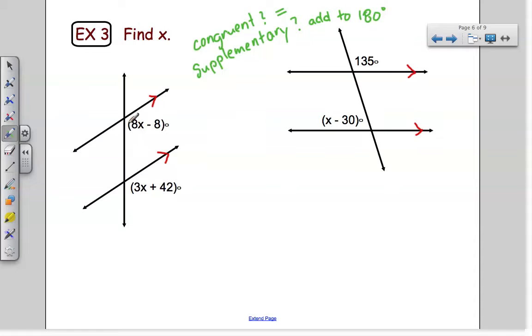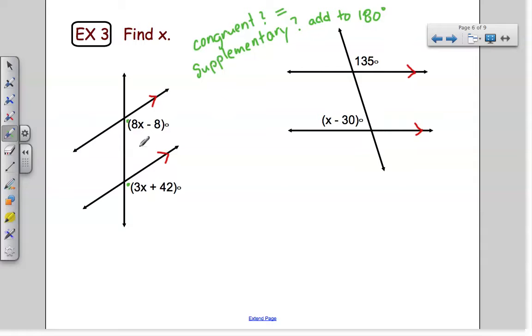So in this case, these are the 2 angles I'm dealing with. This is 8x minus 8. This is 3x plus 42. Before I worry about the algebra, are these angles congruent? Are these angles supplementary? Only 2 options. And you look at these and you say, wait, these are corresponding angles. Also, I notice they're both obtuse. Whether I say corresponding angles are congruent or that they're both obtuse so they'd have to be the same, I know these angles are congruent.